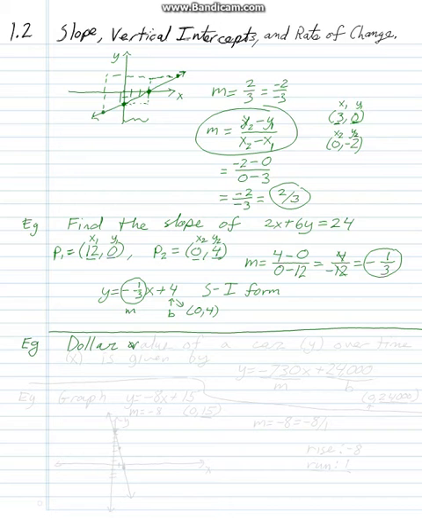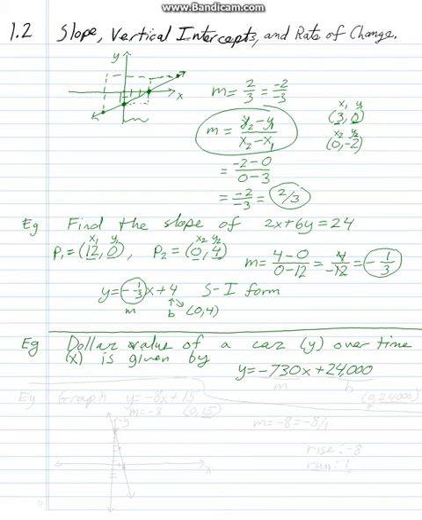the dollar value of a car, let's call that value, or label it as y, over time, where x represents time, presumably from the date of purchase of the car, is given by the linear equation y equals negative 730x plus 24,000.